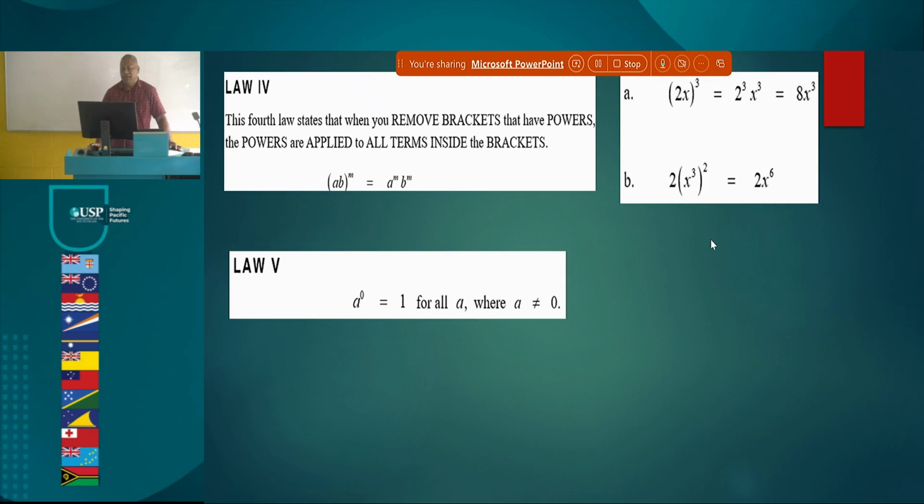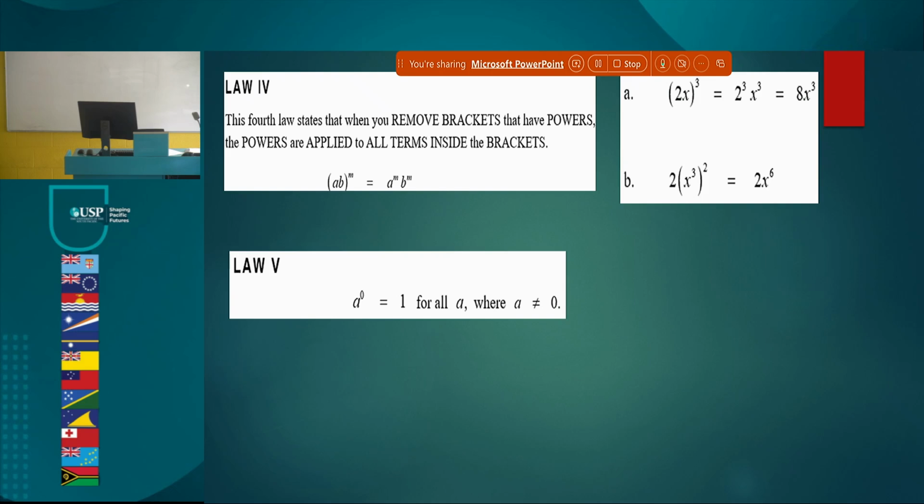Law number 5. A to the power 0 equals 1. Calculator, please. 55 to the power 0. Calculator. 5 to the power 0 is 1. 11 to the power 0 is 1. Okay, there's a restriction here. What's the restriction to the law? A should not be equal to 0.